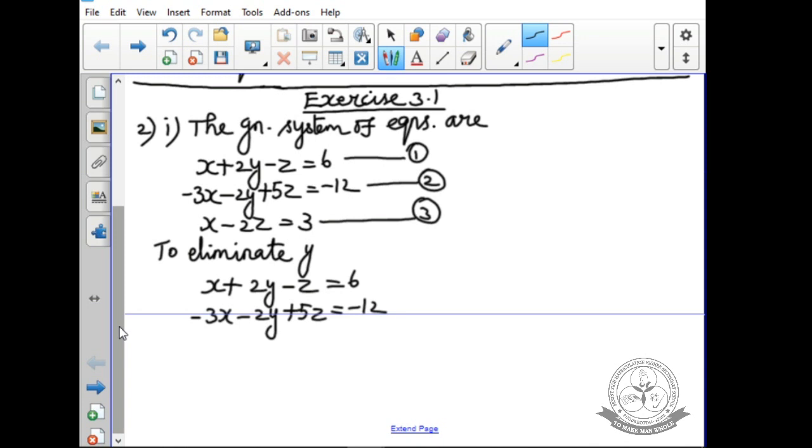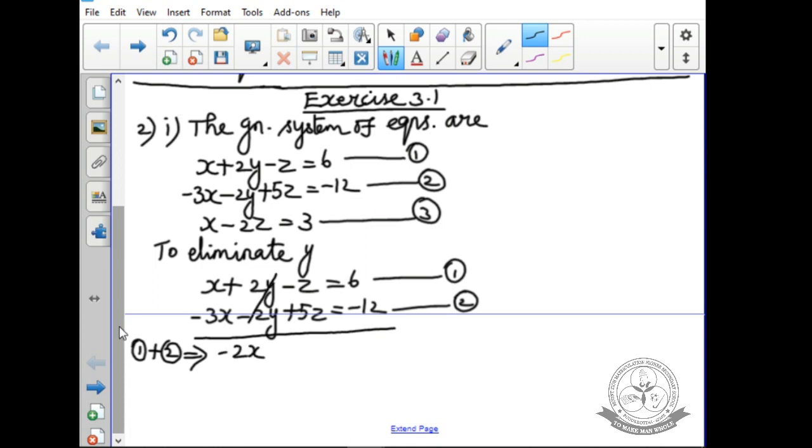Adding, equation 1 plus equation 2, this will become minus 2x, the y terms get cancelled, plus 4z equal to minus 6. Each term has the common factor 2, so divide by 2: minus x plus 2z equal to minus 3. Take it as the fourth equation.